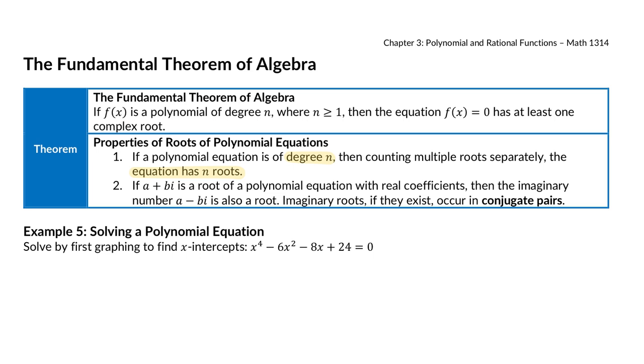We also know that if a plus bi is a root of the polynomial, then the imaginary number, its conjugate, a minus bi, is also a root. You have to give me complex numbers in pairs. They're called conjugate pairs or complex conjugates.